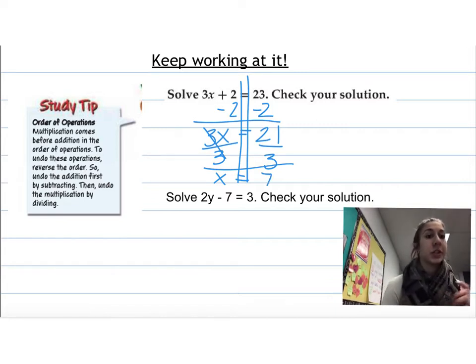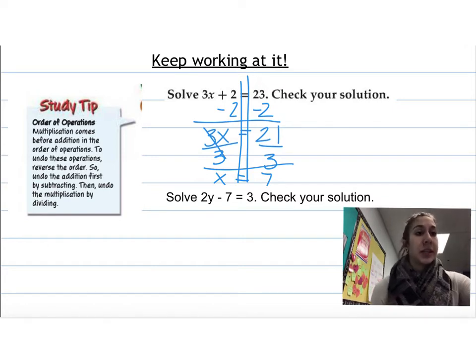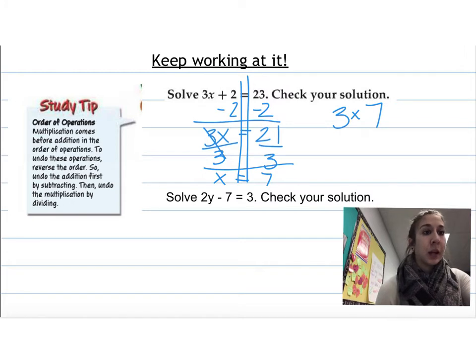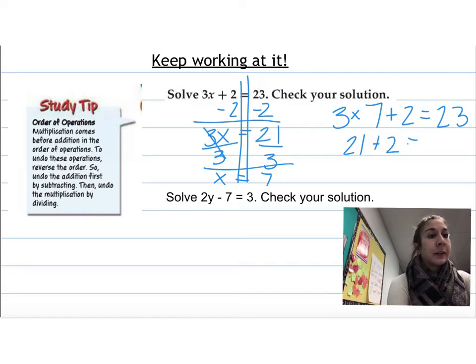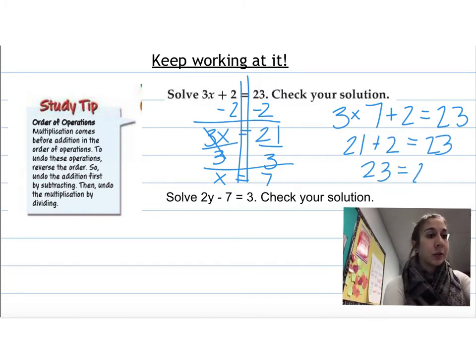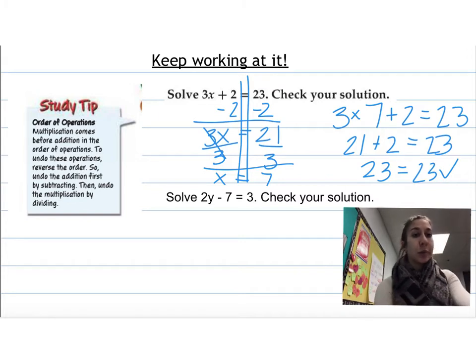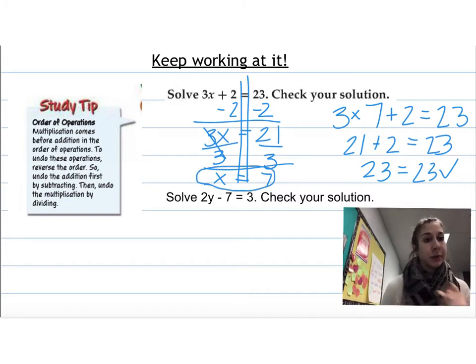I always have to remember to check my solution. So I'm going to plug that back into the equation in place of x. So 3 times 7 plus 2, does that actually equal 23? Don't just say it does, actually solve. So now we use order of operations. 3 times 7 is 21. Now 21 plus 2, that's 23, which does equal. So remember, this here is our answer, x equals 7, not the check that we did.